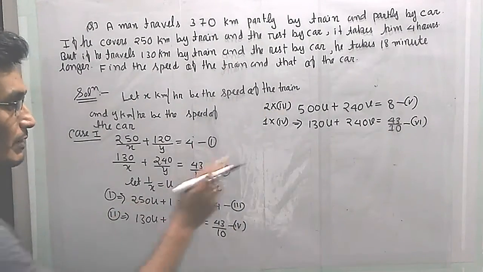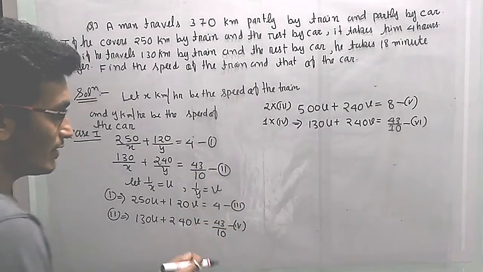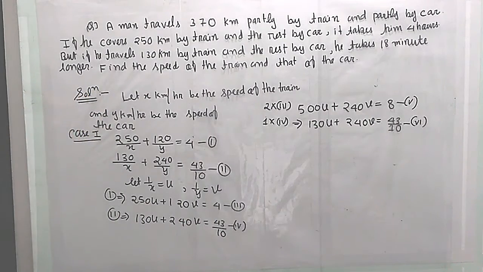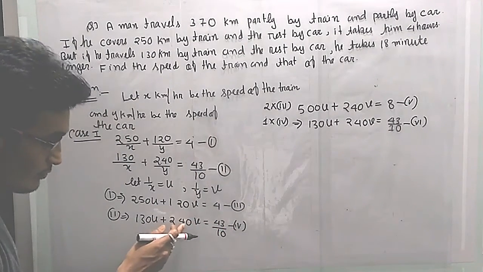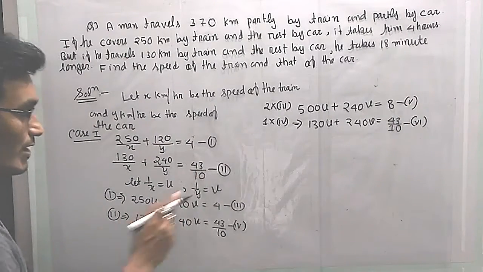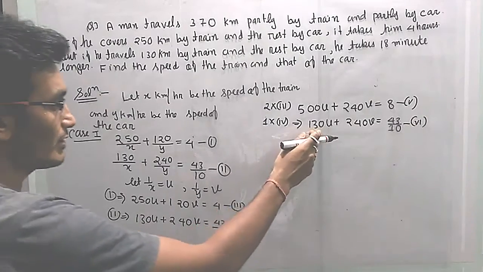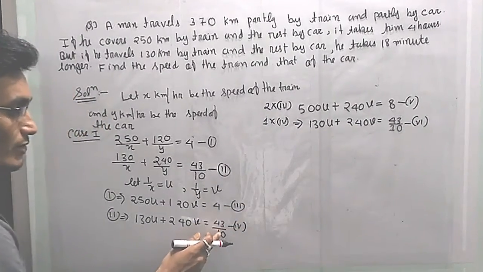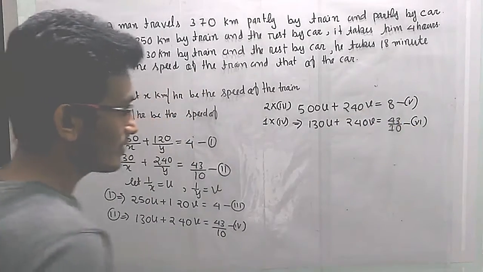So 2 into 250 becomes 500u, 120 into 2 becomes 240v, 2 into 4 becomes 8. Give it equation 5. And in equation 4, the coefficient of v is already 240. That means we need to multiply by 1. So 1 into equation 4: 1 into 130 becomes 130, 1 into 240 becomes 240, 1 into 43 by 10 becomes 43 by 10. So give it equation 6.